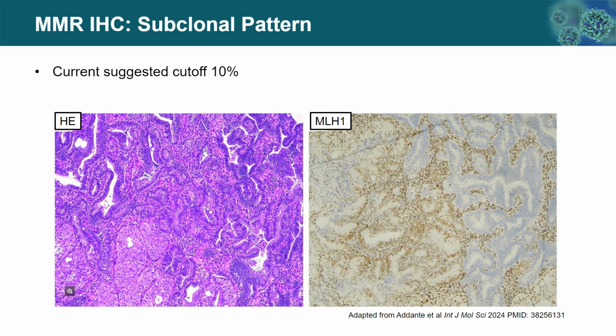Subclonal loss can also present an interpretation challenge in MMR immunohistochemistry. Some cases with subclonal loss of MMR IHC have been found to harbor germline defects.